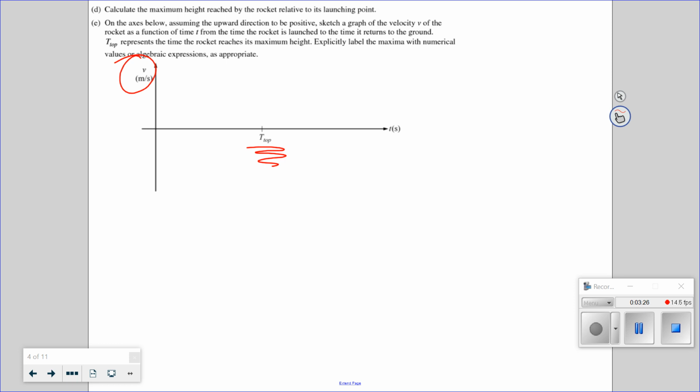Shannon's volunteering. Yeah, it would cross. So if it's a projectile at that point, oh, come on. Okay. A projectile would look like this. At the t-top, it switches from positive to negative. Okay. Good. That's your get out of free response free card. Do that one all the way completely.